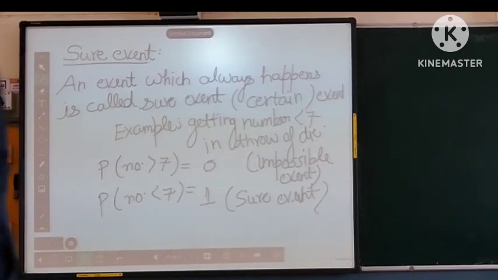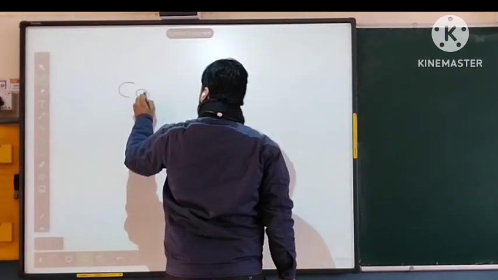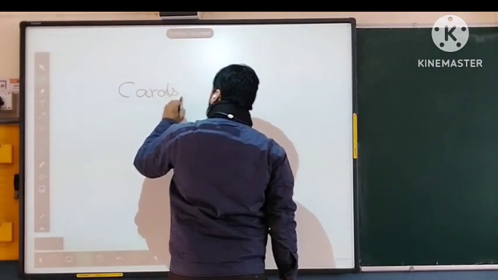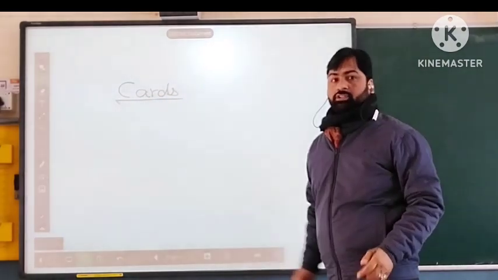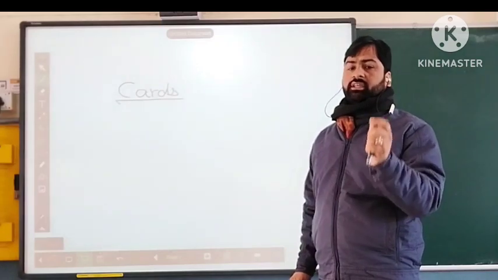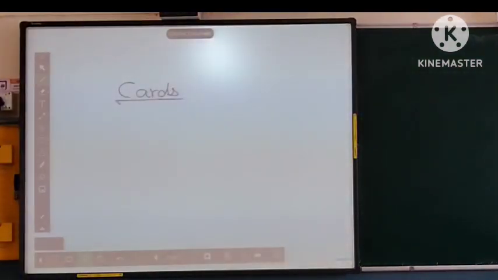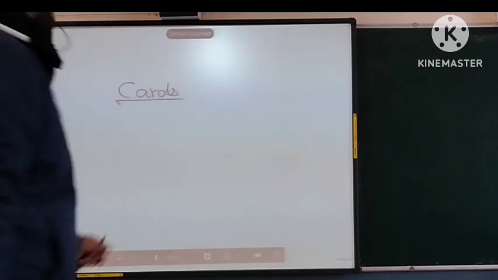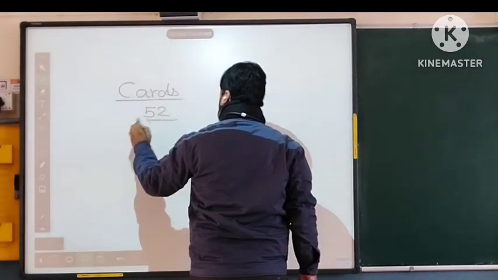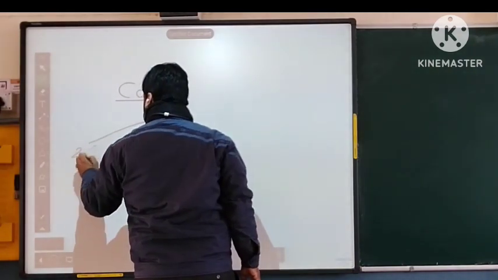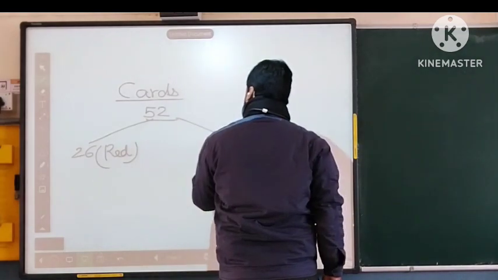And there is a special note regarding playing cards. I have told you also. Let me tell you, and I will also tell you when we are doing questions. Only one question is based on cards, that is question number 9, if I am not wrong. So cards are playing cards. 52 cards are there. 26 are red cards and 26 are black cards.